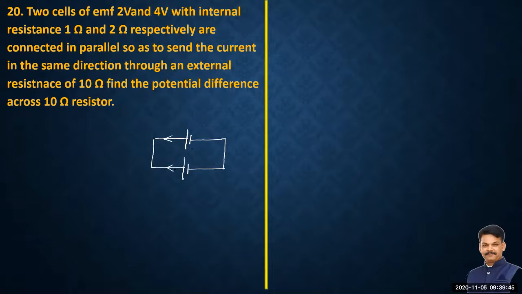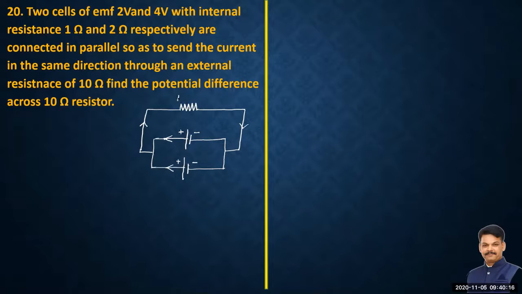It means the positive of one cell has to be connected to the positive of another cell, and negative has to be connected to negative. Then this combination is connected to one external resistor, so that the current can flow through that resistor. The current will flow like this, in a closed path.